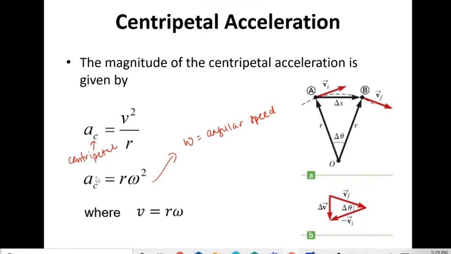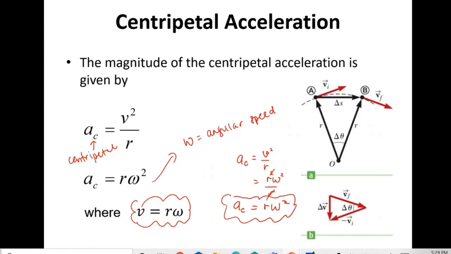So why is a_c also equal to r omega squared? Because the relation between v, which is the linear speed or tangential speed, is v equals r omega. Centripetal acceleration a_c is v squared over r, and v is equal to r omega. Therefore v squared will be r squared omega squared. Therefore a_c is equal to r omega squared. That's how you get a_c as r omega squared.